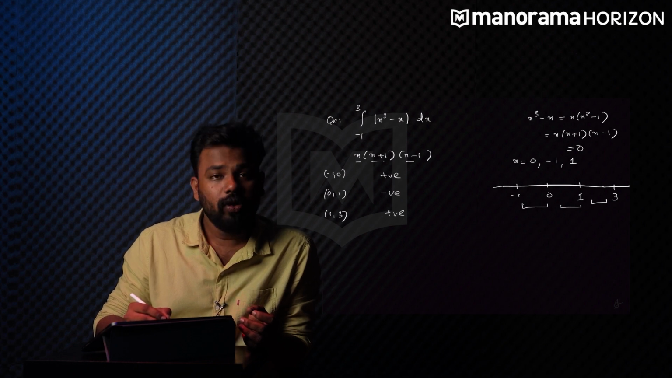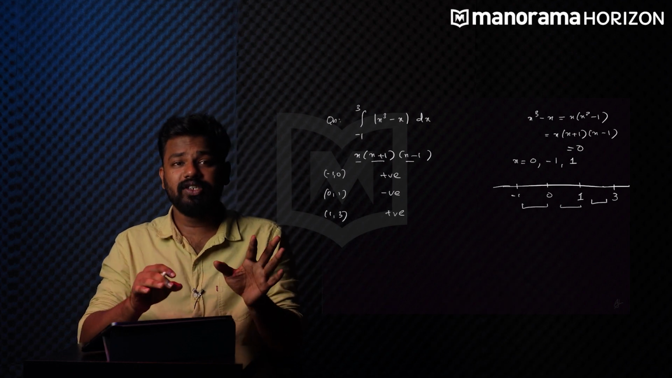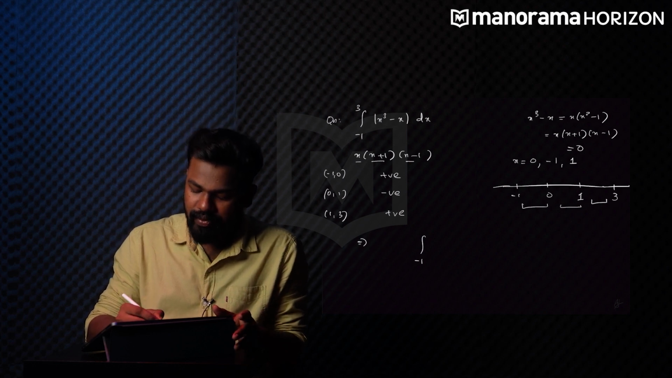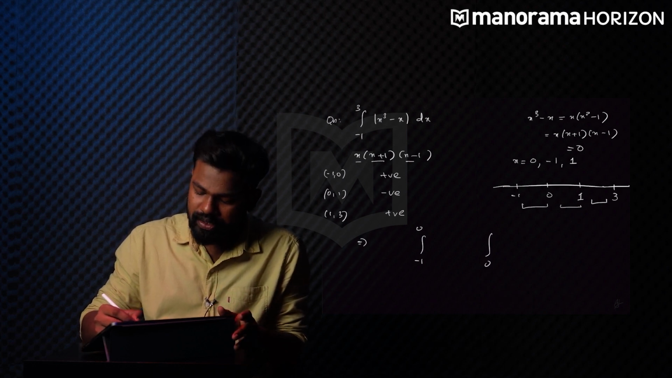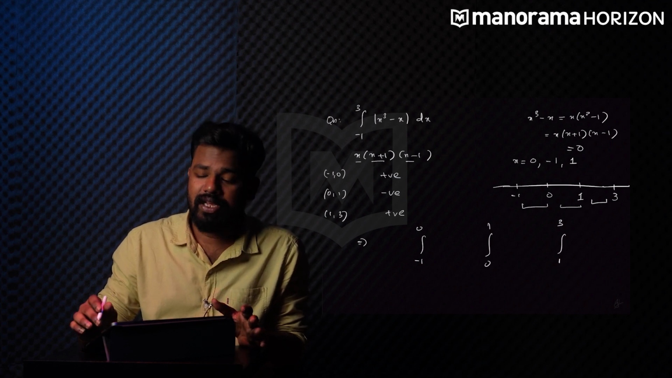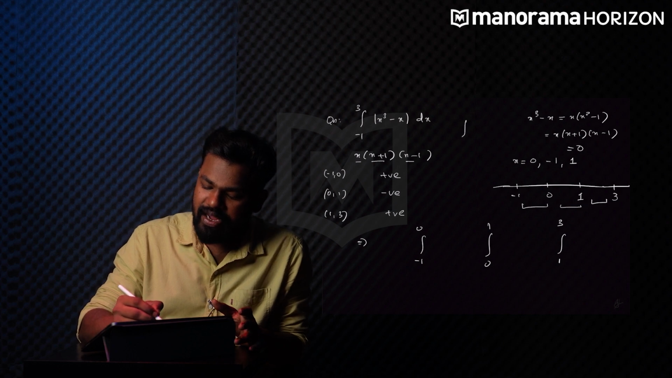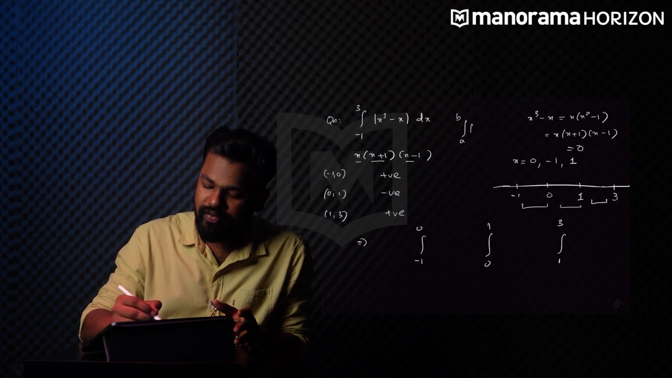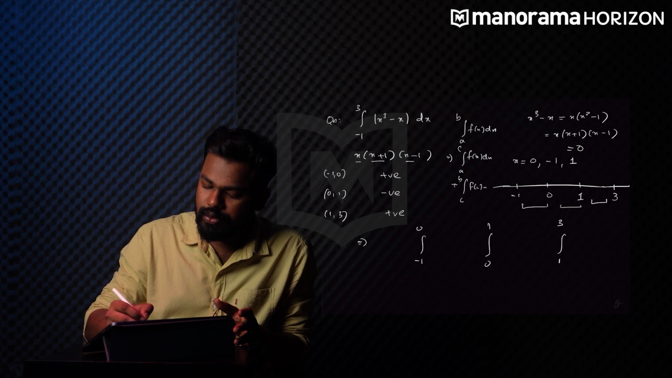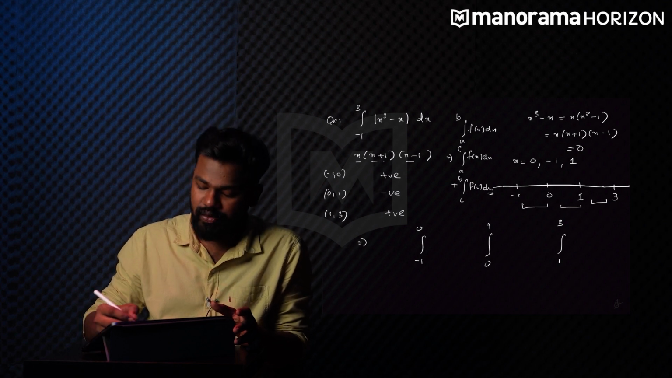So that is positive. So this whole minus 1 to 3 integral can be split up into 3: from minus 1 to 0, then 0 to 1, and from 1 to 3. So here what I have done is I have taken the property integral a to b f of x dx and used this as a to c f of x dx plus c to b f of x dx. Using that I can find out the value here.